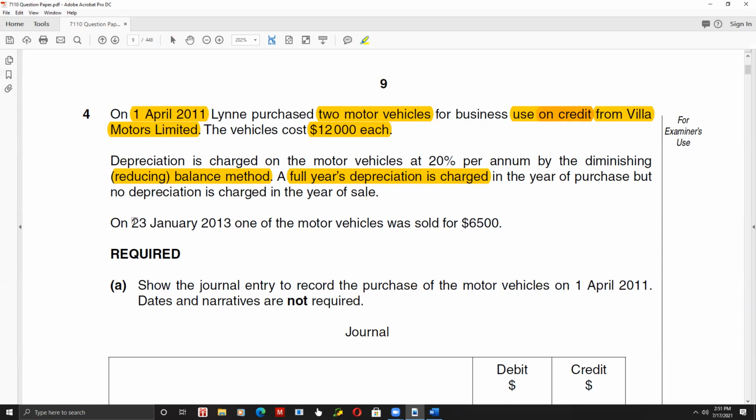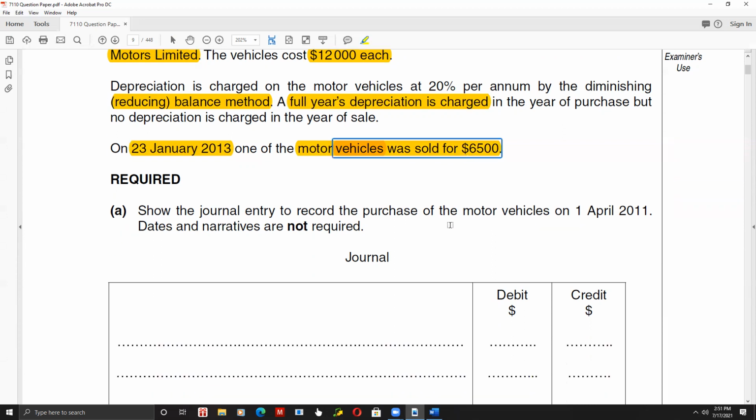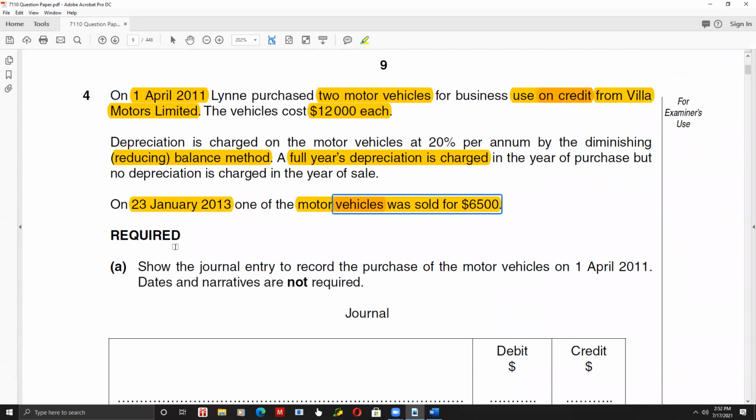Okay. So on 23rd January 2013, one of the motor vehicles was sold for 6,500. So he had 2 at this year, and then he sold 1 for 6,500. Okay, so let's just look at the question right now. Show the journal entry to record the purchase of motor vehicles on 1st April 2011.